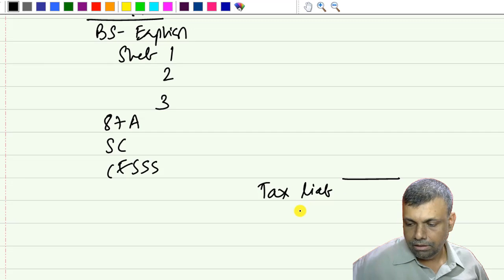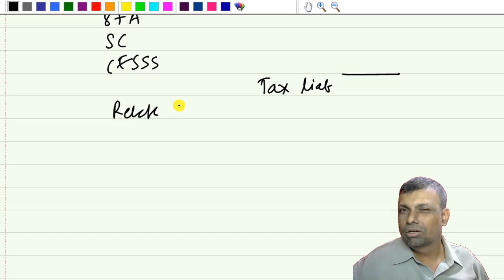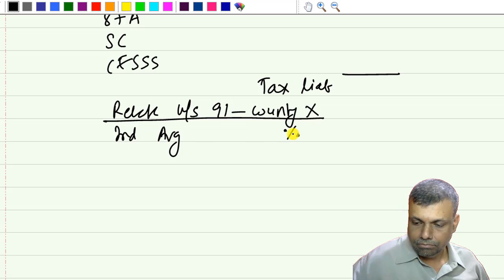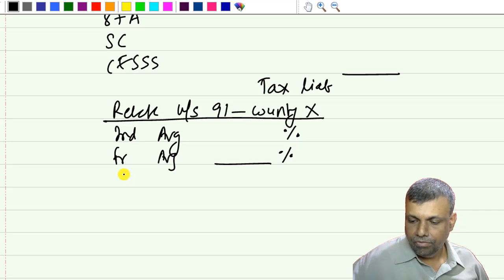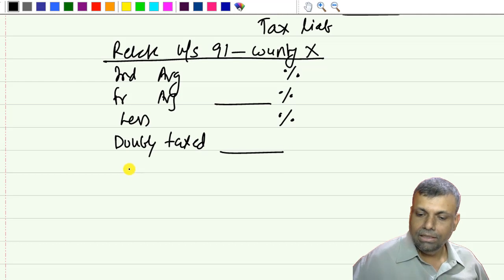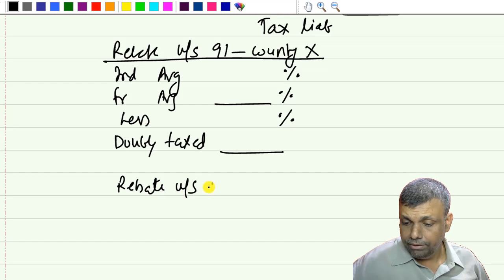You can say tax liability. Okay, from the tax liability you will get a rebate, or you can say deduction, relief, whatever, under section 91 with respect to country X. Indian average rate, foreign average rate, whichever is lower in terms of rate, multiply with doubly taxed income and get the amount of the rebate. Similar rebate you will get again with respect to that country Y.